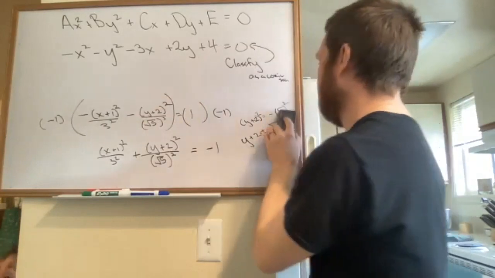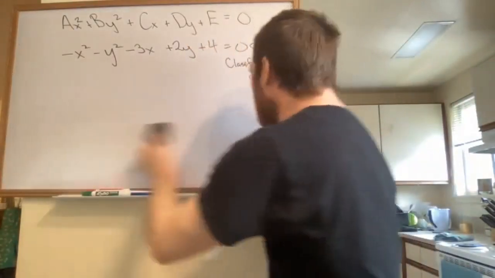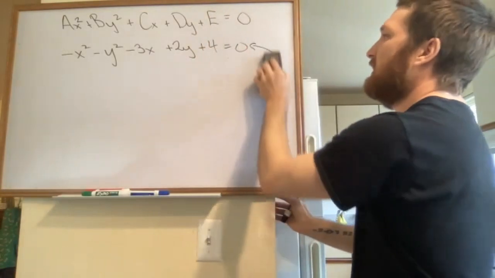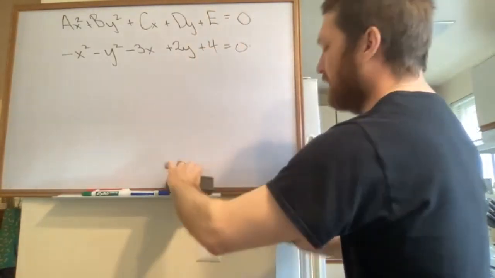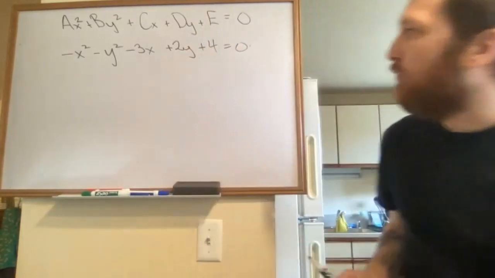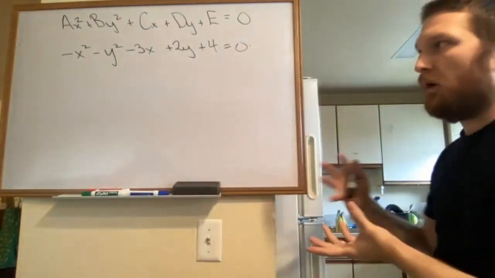Yeah. Okay. So let's do this one. Let's classify this as a conic section. We're going to say, okay, we want to take this thing, and right now it's not obvious what I want to do.